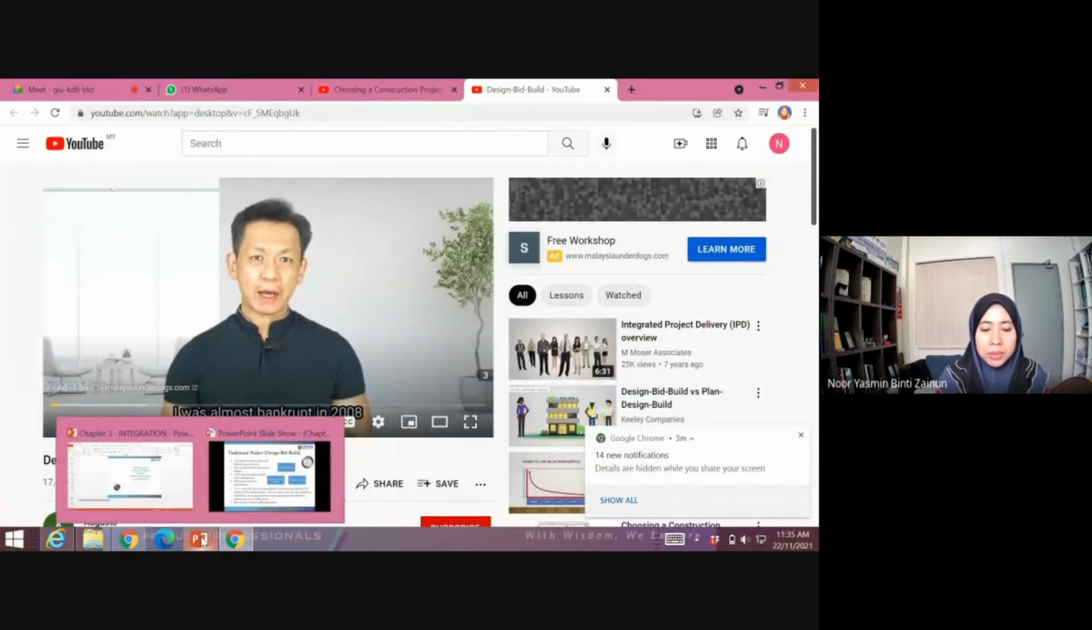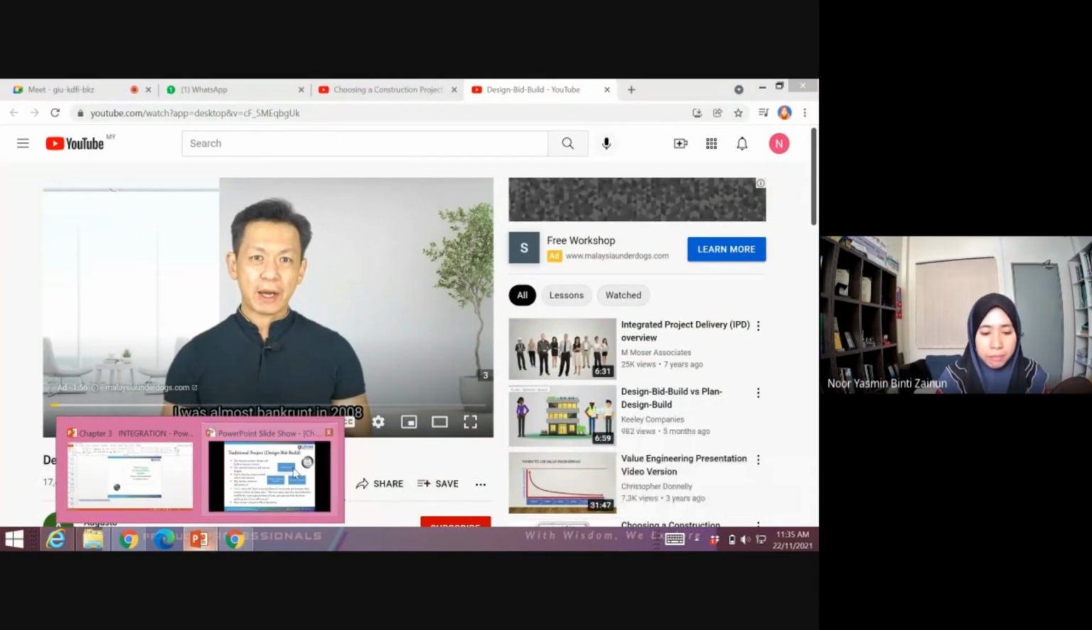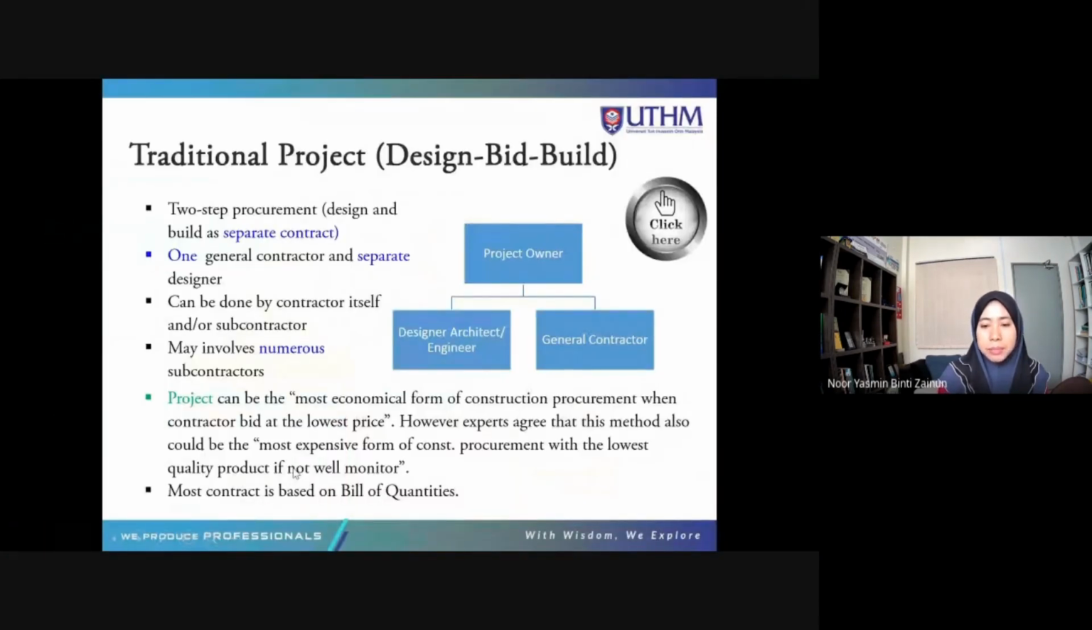Okay, even in Malaysia we still use the traditional project delivery, which is the design bid build.